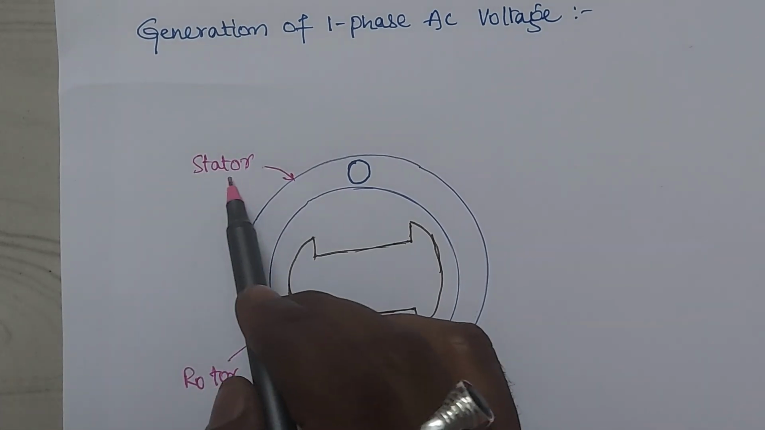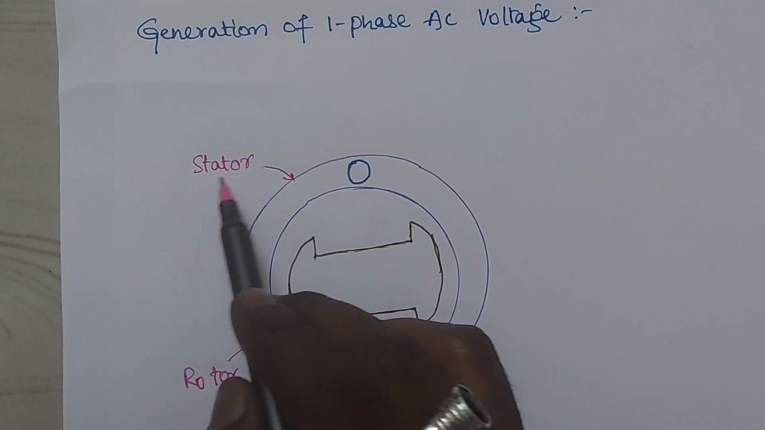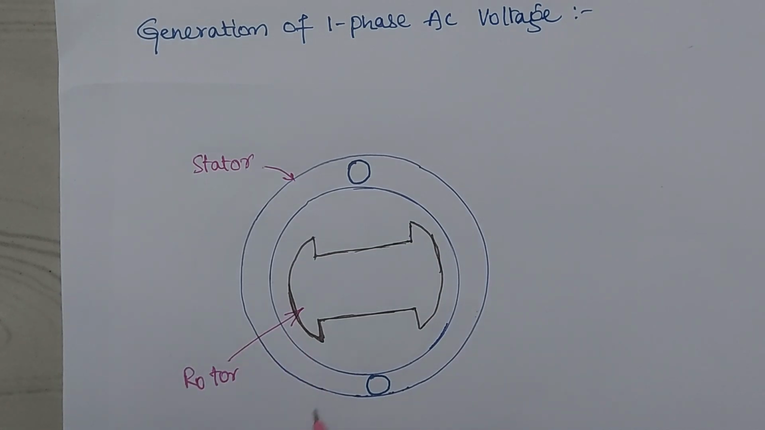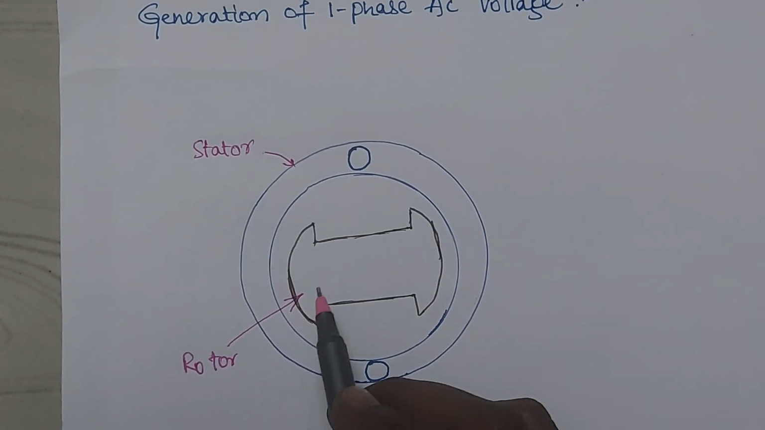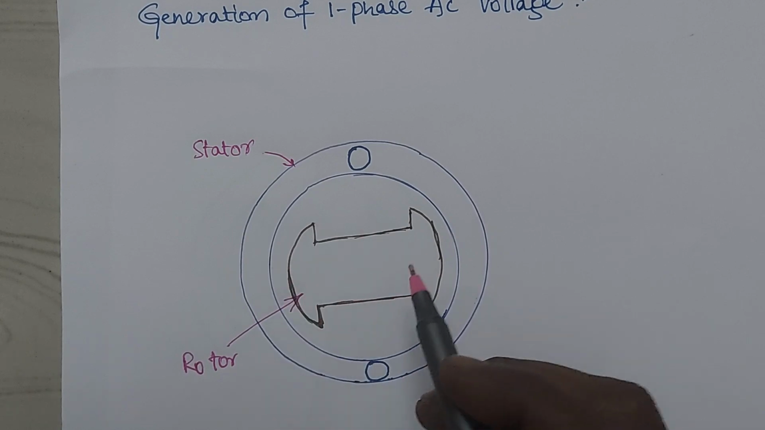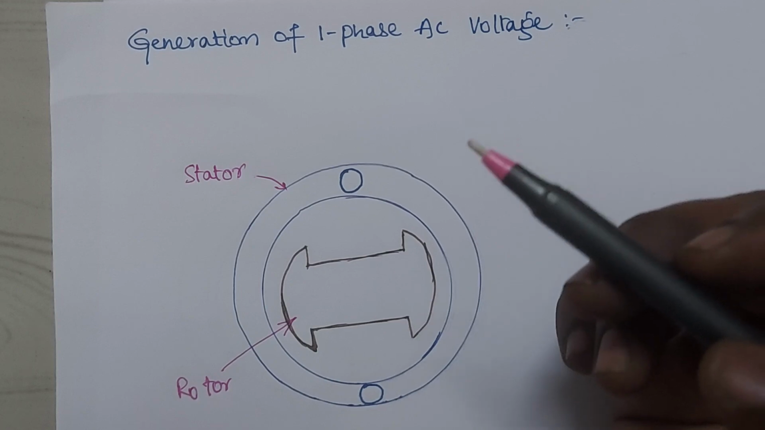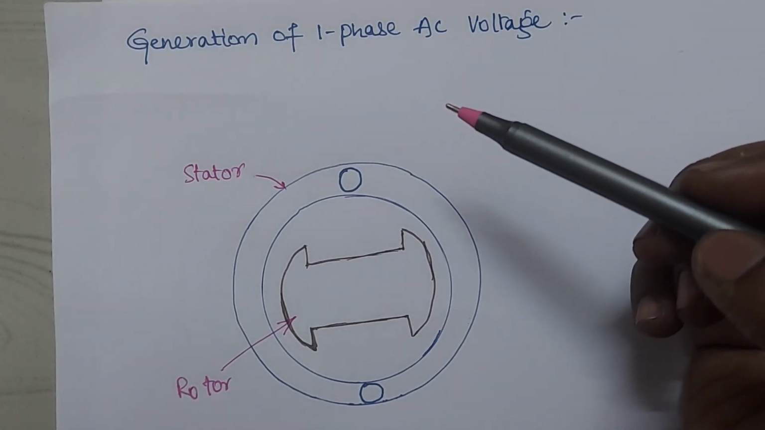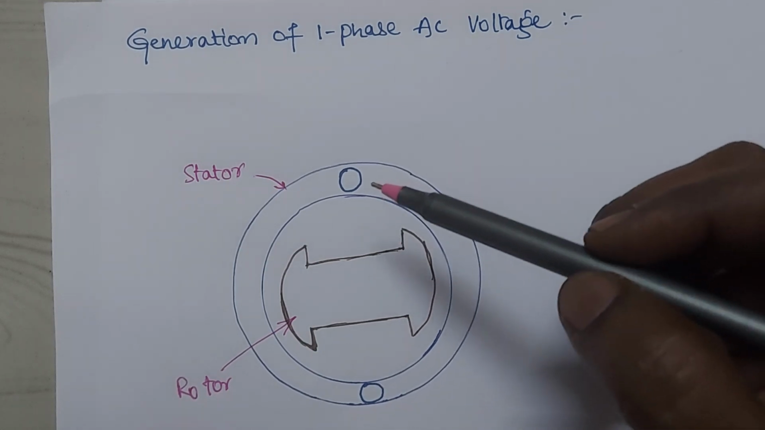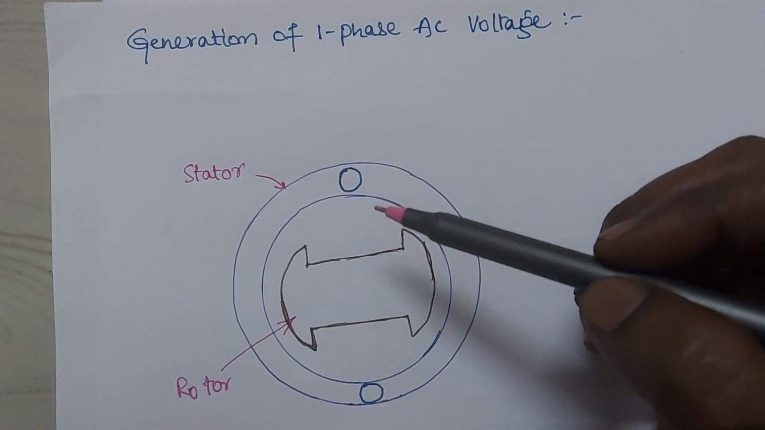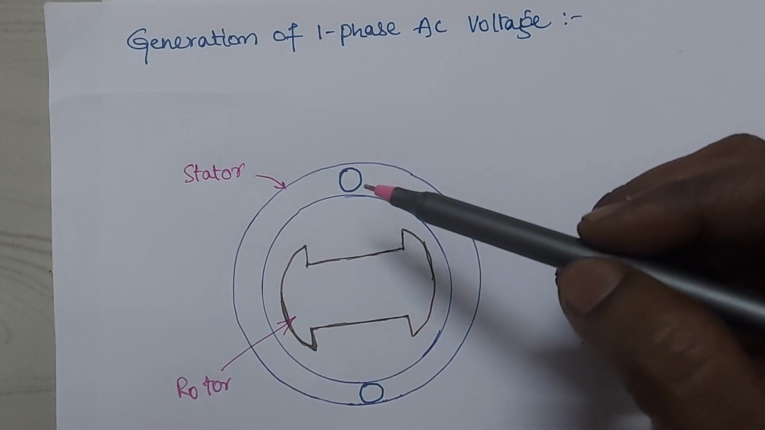So here stator means a stationary part. There is no movement here. This part is stationary. It is fixed to a frame, and this is a rotor, which is a rotating one. Now for generation of a voltage, that is a generation of an EMF, according to Faraday's law of electromagnetic induction, whenever a magnetic flux linking a coil or conductor changes, an EMF is induced in that conductor.